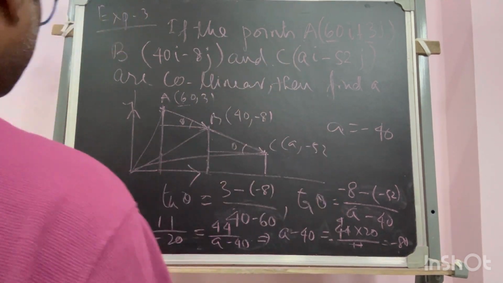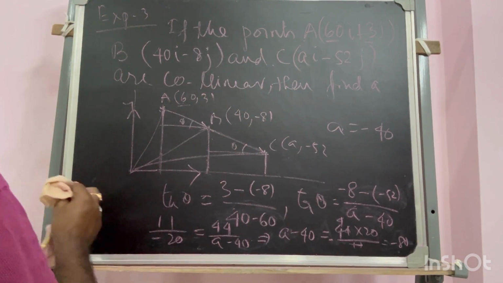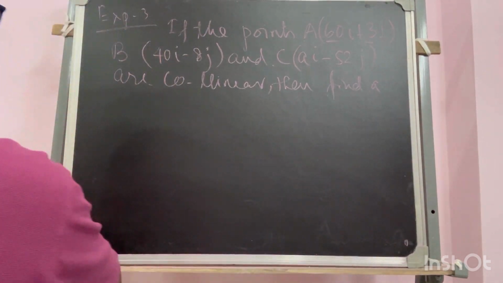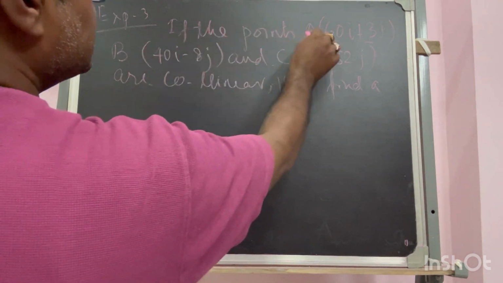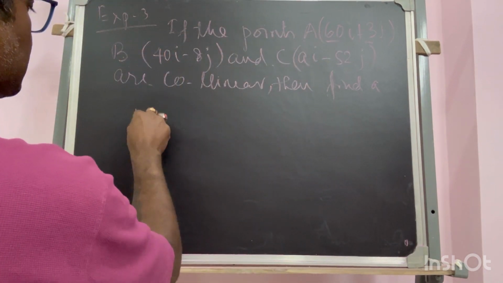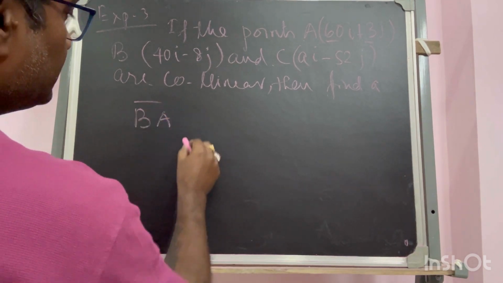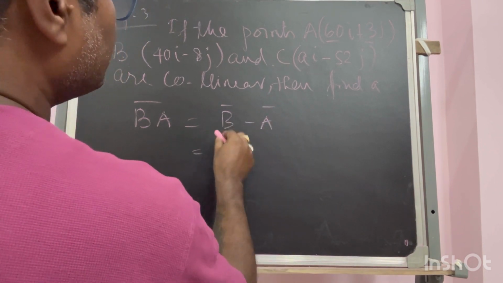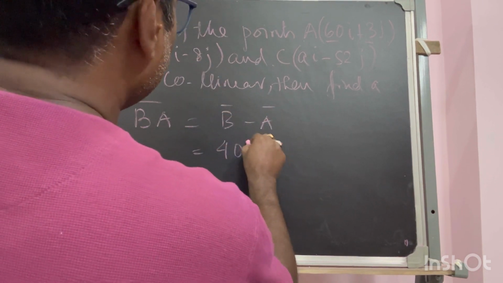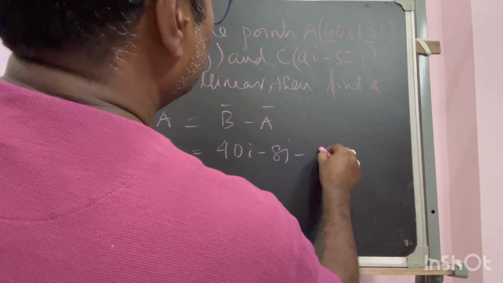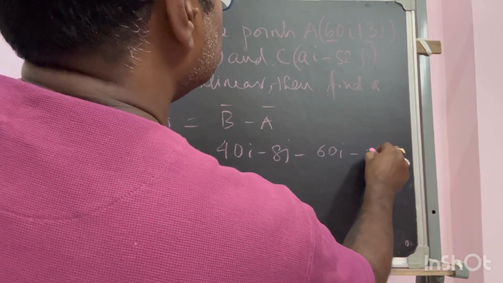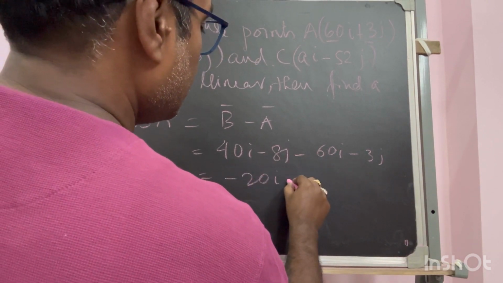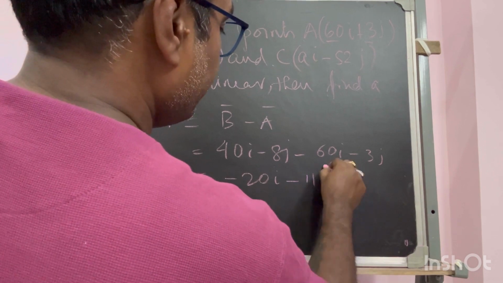Okay, now this is same as collinearity. Now this can be done with the help of vectors. If these are the 2 terminal points of a vector, that means if I want to get the BA vector, that is equal to B minus A, basically the B vector. So what is that? B is equal to 40i minus 8j, minus 60i minus 3j. Now if it is so, 20i and this is 11j, this is the vector BA.